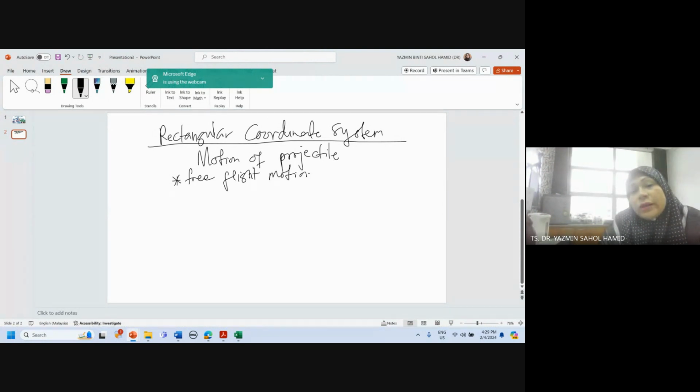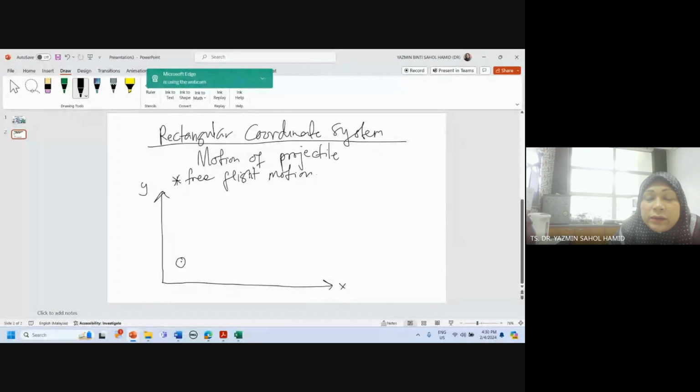Okay. So to understand this method, the rectangular coordinate system, you will have to draw the x and y axis. You must also have a particle. Let's say you have this particle, this is the initial position, and then it flies into the air and it stops here, for example. So here you have two positions. This first position we call initial, and this last position we call the final position.